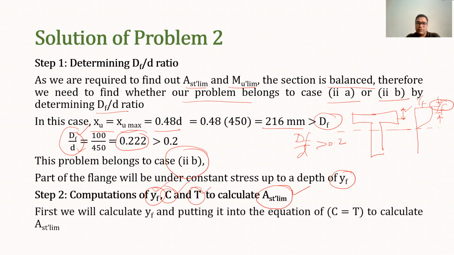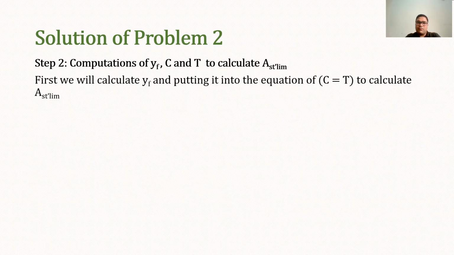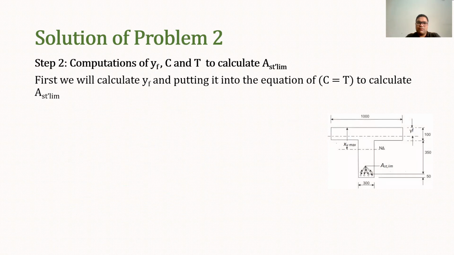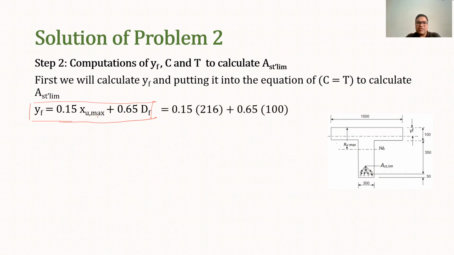So YF for the balanced section, the formula for YF is 0.15 XU max. In the previous lecture, I have shown you this value in the IS code also. The direct formula is available in the IS code on page number 97, so you can refer to that. Putting all the values here, we get the YF value as 97.4.